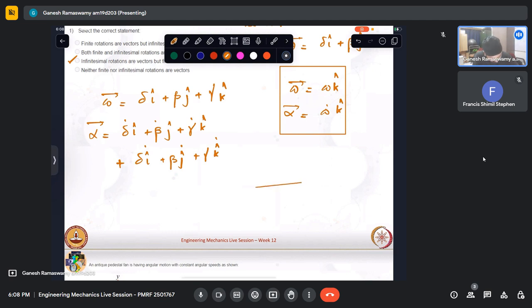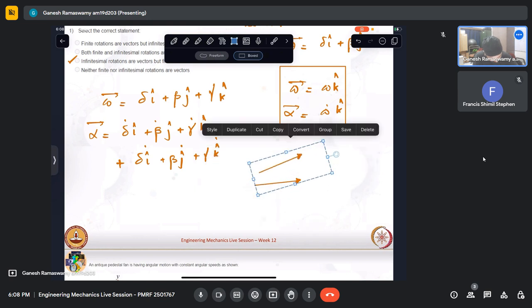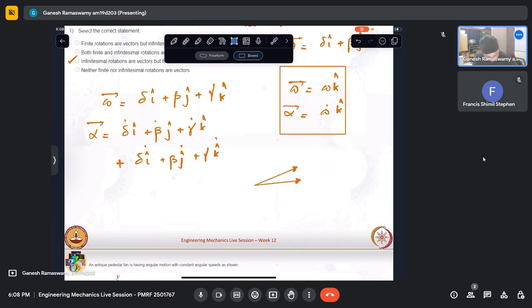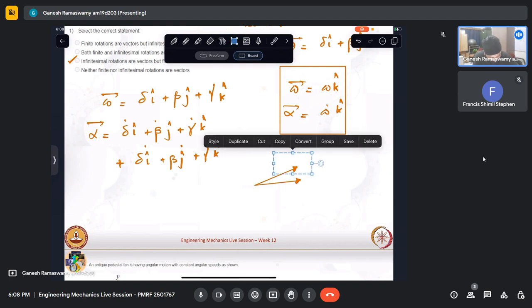So let us say that there is a vector here, and after some time, let us say that it rotates and comes here. Now what is the vector connecting this? Ideally I should make the magnitude the same. Let us say its magnitude is the same, and this will be at 90 degrees. Now this has rotated like this. It's the same vector. Only difference is this is after some time t.